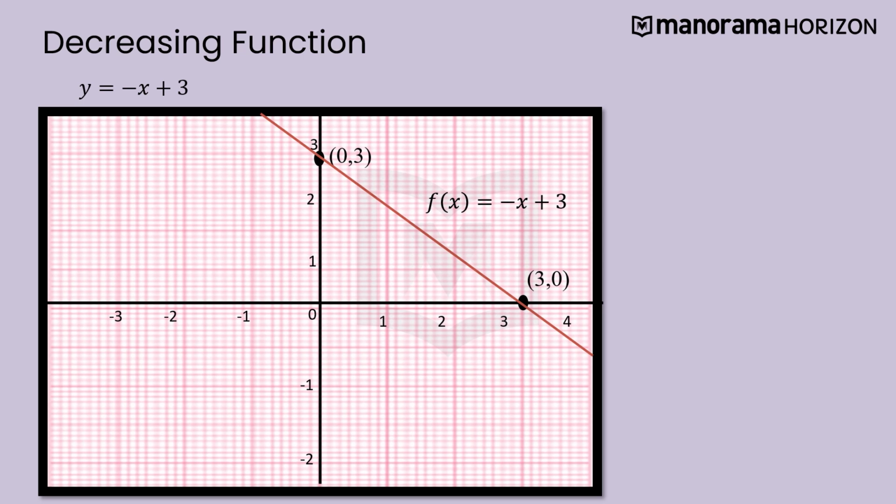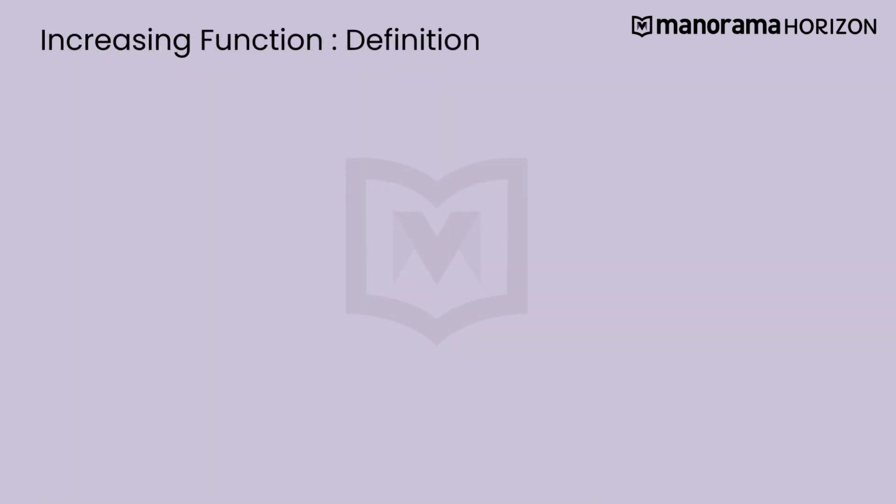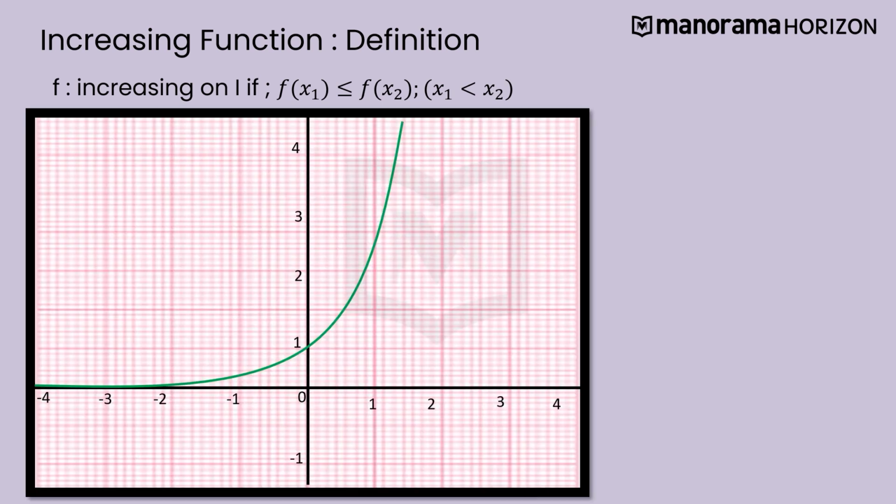Now we can discuss the analytical definition of a function which is increasing or decreasing on an interval. Increasing function: let f be a function defined on an interval I. Then for any two numbers x1 and x2 in the interval I, f is said to be increasing on I if f of x1 is less than or equal to f of x2 whenever x1 is less than x2. And the graph is here.